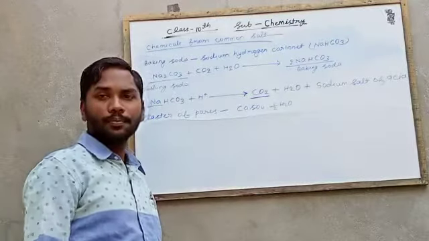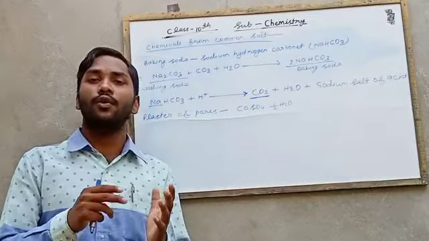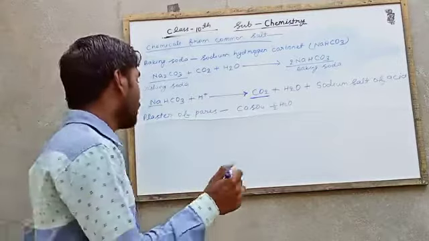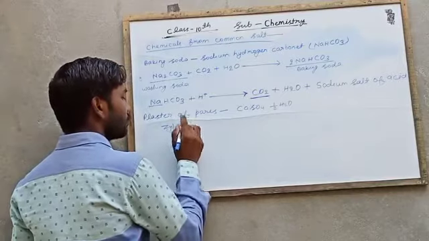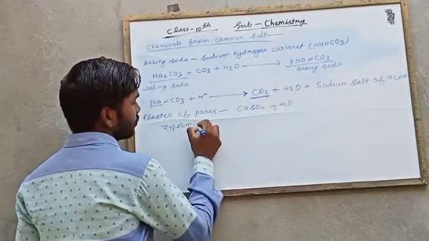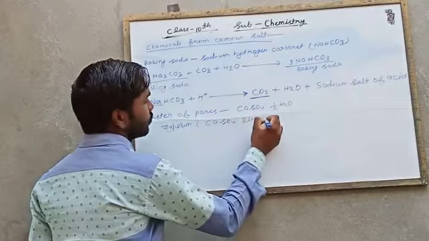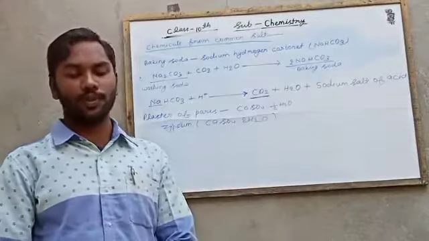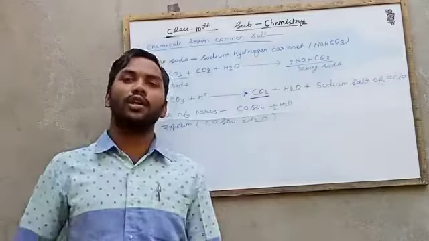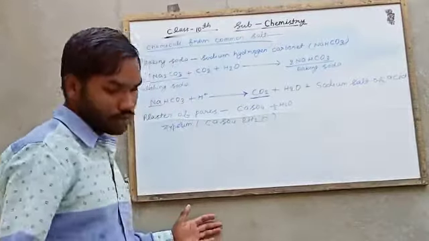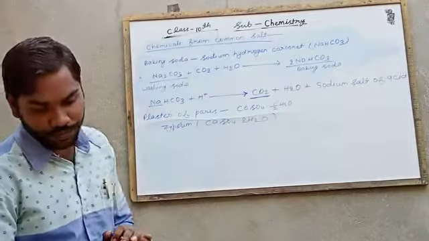On heating gypsum, the crystals of calcium sulfate lose their water. Gypsum is CaSO4 dot 2H2O. This is the formula of gypsum. When we heat it, it loses its water and forms calcium sulfate hemihydrate, or plaster of Paris.